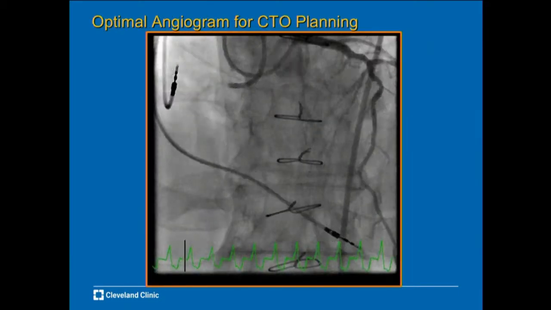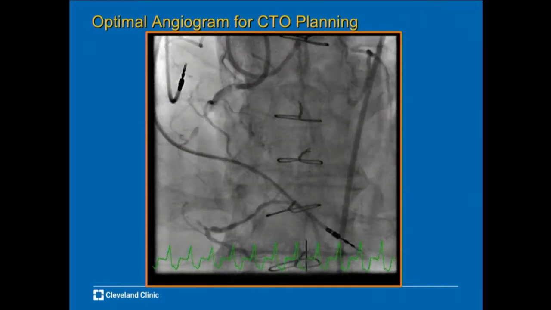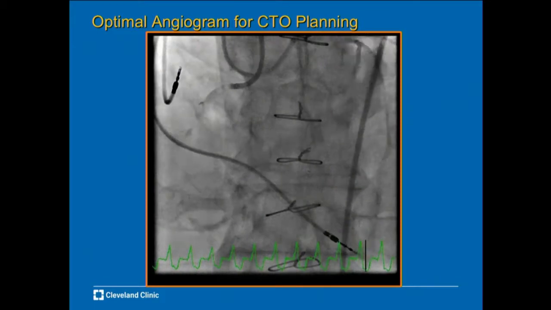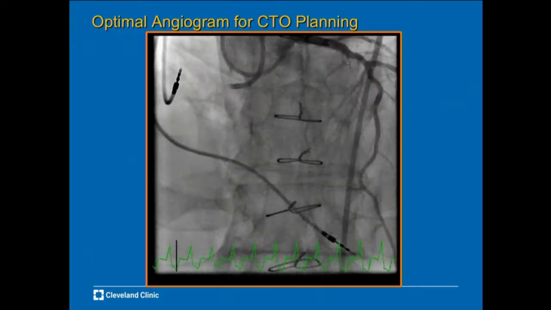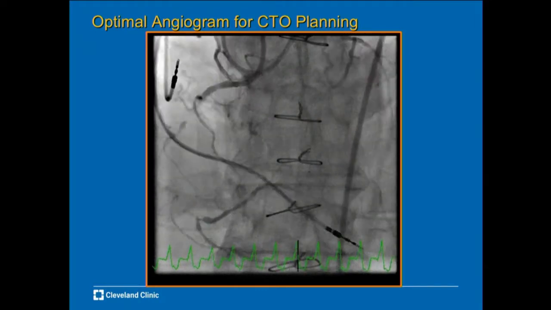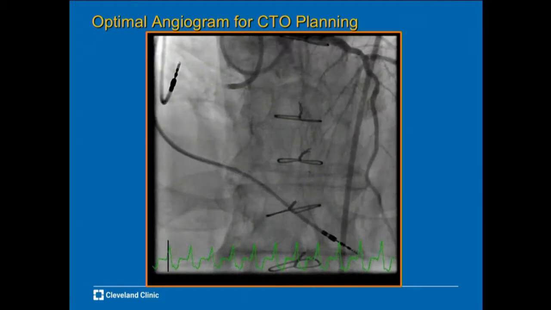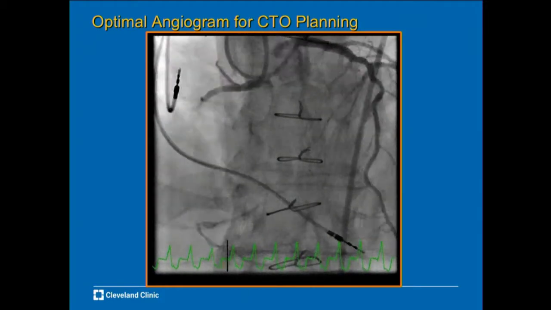This is meant to illustrate how much more information you can get if you do the angiogram the way that I just outlined. You inject the donor artery first, wait for the distal bed to fill, then inject the CTO vessel, and stay on cine long enough to see exactly how long the CTO is. This gives you all the information to plan out the case.